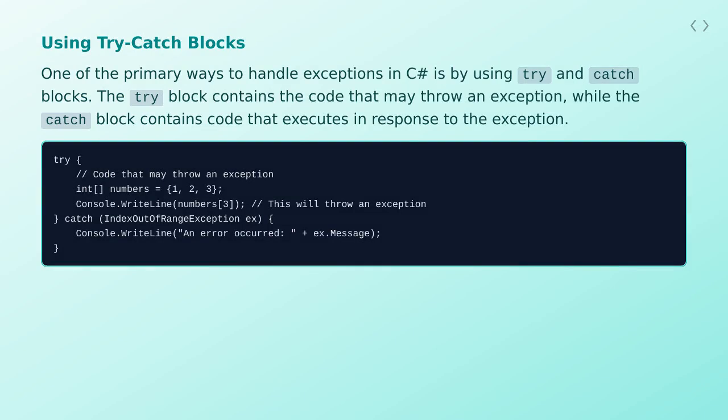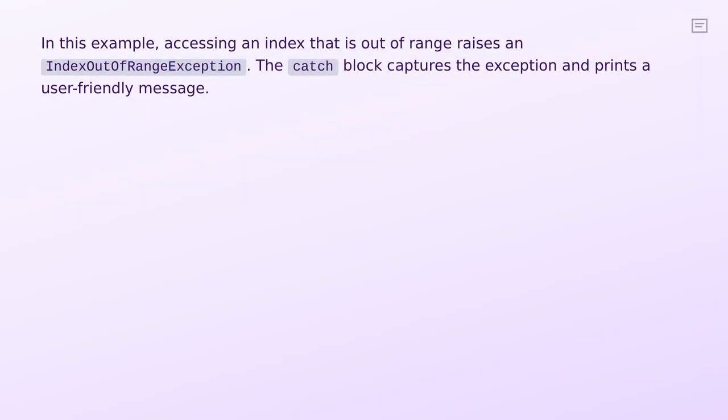Using try-catch blocks, let's dig in. One of the primary ways to handle exceptions in C# is by using try and catch blocks. The try block contains the code that may throw an exception, while the catch block contains code that executes in response to the exception. I'll let you read the examples on screen rather than reading every line aloud. In this example, accessing an index that's out of range raises an index out of range exception. The catch block captures the exception and prints a user-friendly message.